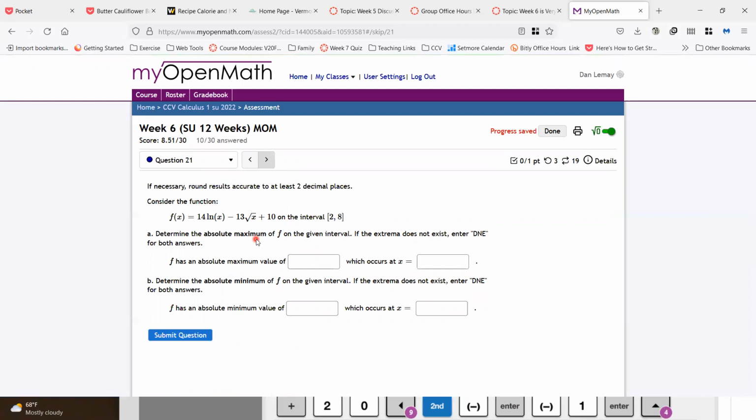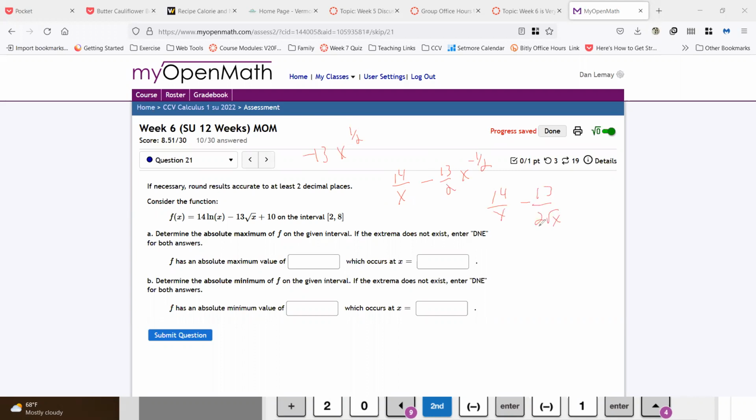Where's my pen? Here it is. So the derivative of 14 ln x is 14 over x. And then this is negative 13x to the 1/2, right? So minus 13 over 2 x to the negative 1/2, and the derivative of 10 is 0. So I want to clean this up a little bit. So 14 over x minus 13 over 2 square roots of x.